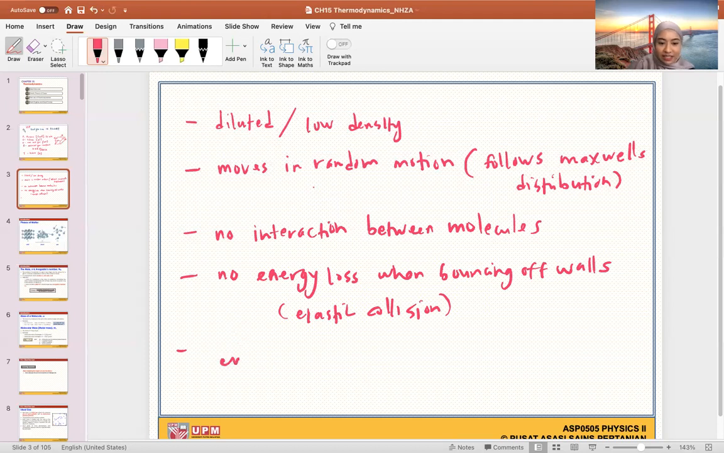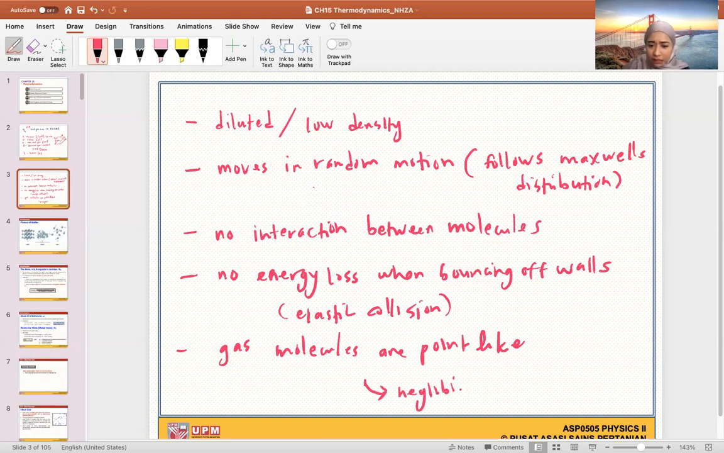Gas molecules are point-like. Okay. Point ni penting untuk lab virtual. Gas molecules are point-like, which means that they are negligible in volume, and volume means space and mass. Ini untuk ideal gas sahaja.